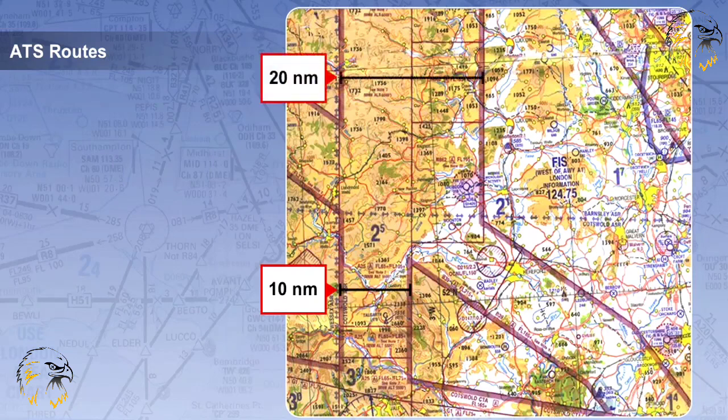When a route is established, a protected area all along it is set up, and safe spacing between adjacent routes is established. Airways are normally 10 nautical miles wide, but in areas where that may be navigationally difficult to achieve, they may be 20 nautical miles wide.